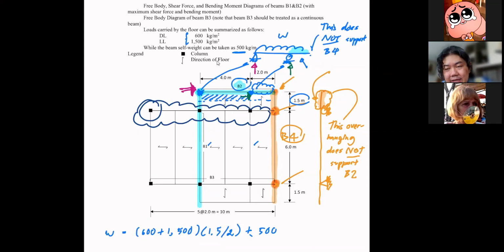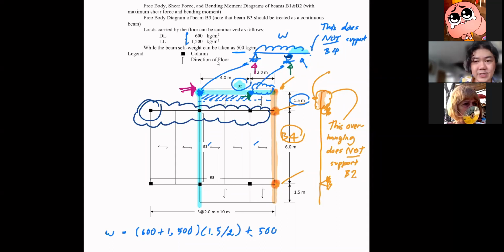But the details of the reinforcement or the details of your structure will dictate the behavior of the structure. Because if you make B2 here so strong that it can take the negative moment here, it's just going to survive by itself. And then B4 is the same.